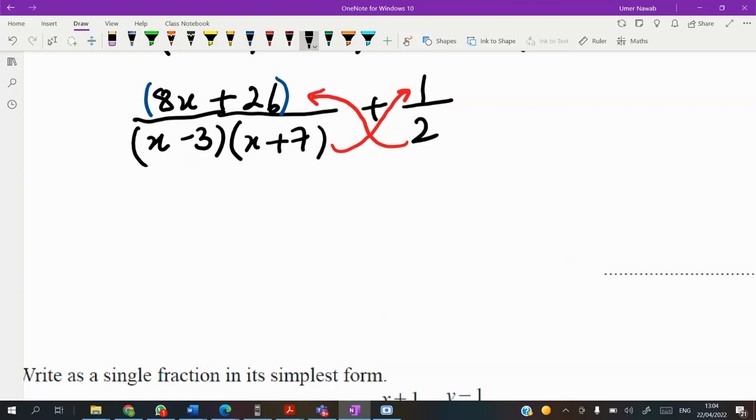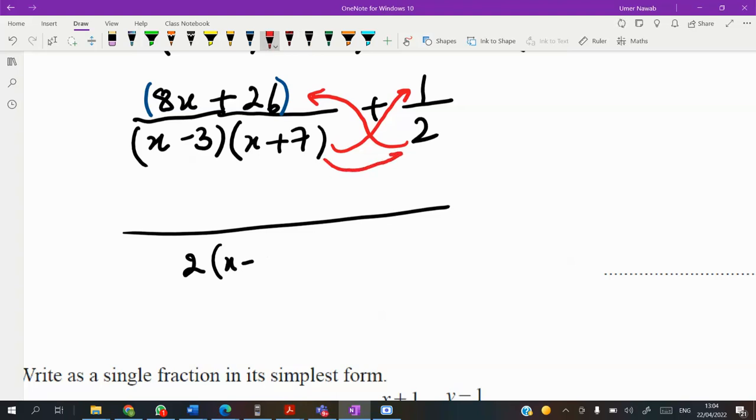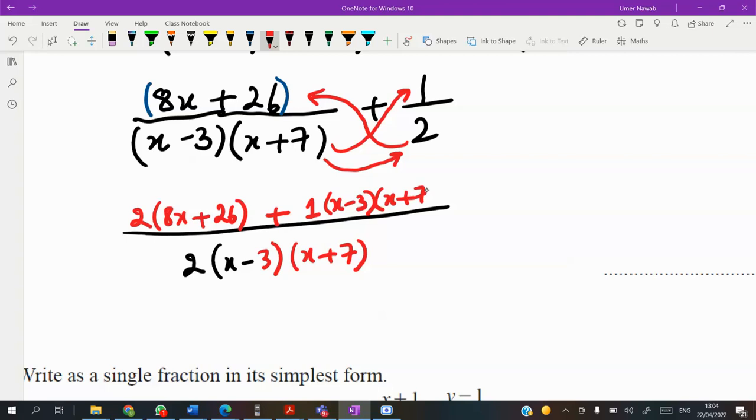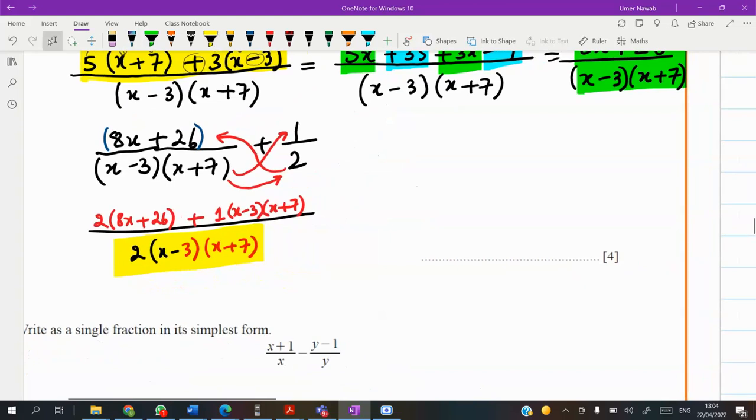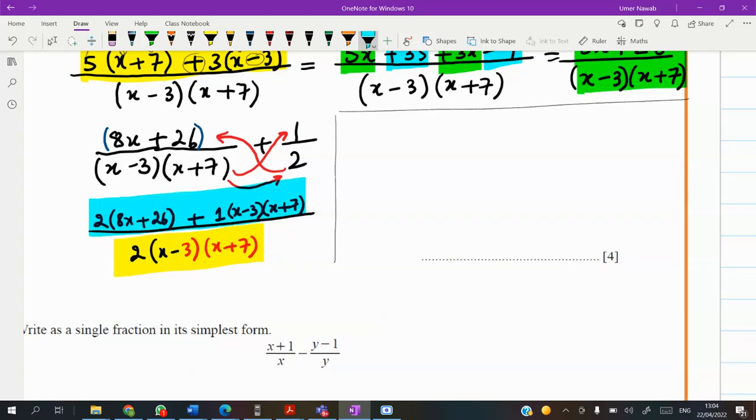So let us do the same procedure. Write this 2 along with x minus 3. We also multiply them. So 2, x minus 3, x plus 7, and 2 multiplied with 8x plus 26, and 1 multiplied with x minus 3 and x plus 7. Again, we will not touch the denominator. We will just simplify our numerator.